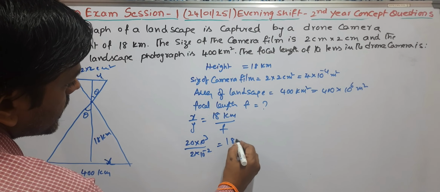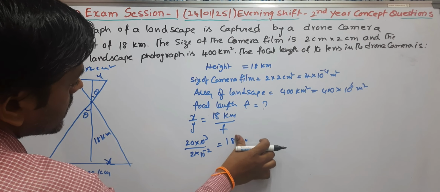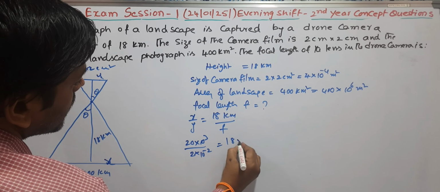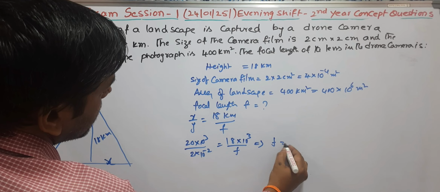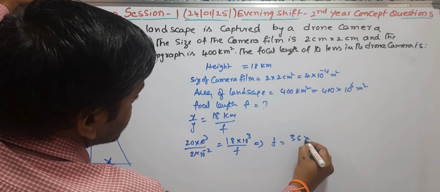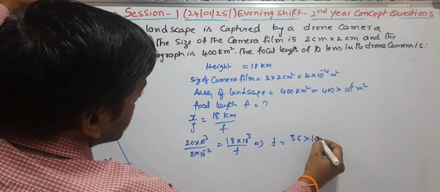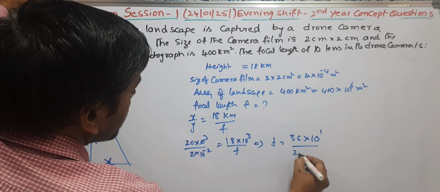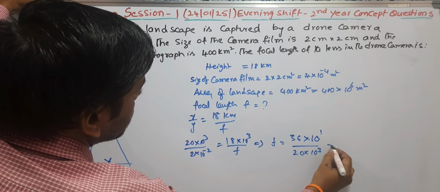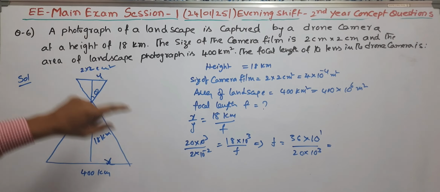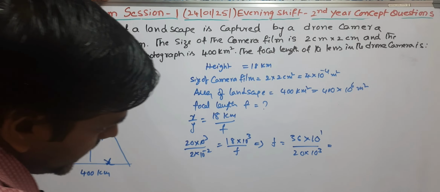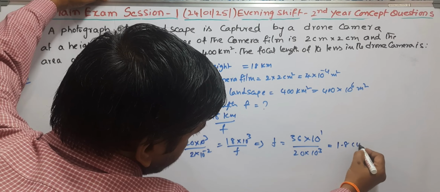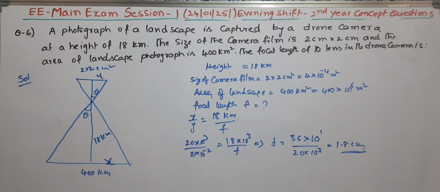Is equal to 18 kilometer, that means 18 into 10 power 3 by focal length f. That implies f is equal to 36 into 10 power 1 by 20 into 10 cube. That gives 1.8 centimeter. This is the answer for this question, right?